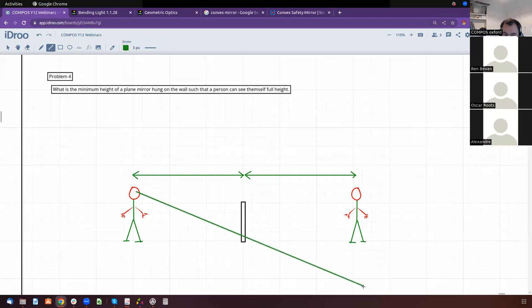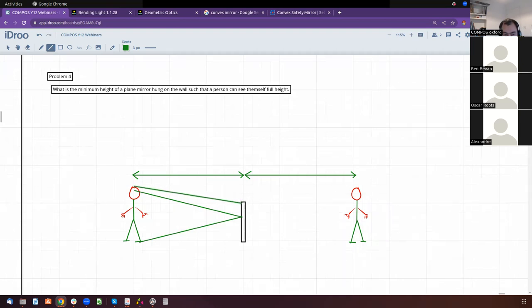So the ray of light traveling from your toes must hit the mirror and bounce into your eyes, and the same must happen from your head. Your head must hit the mirror and bounce into your eyes. So the mirror must be between this and this point. This is the minimum size of the mirror.